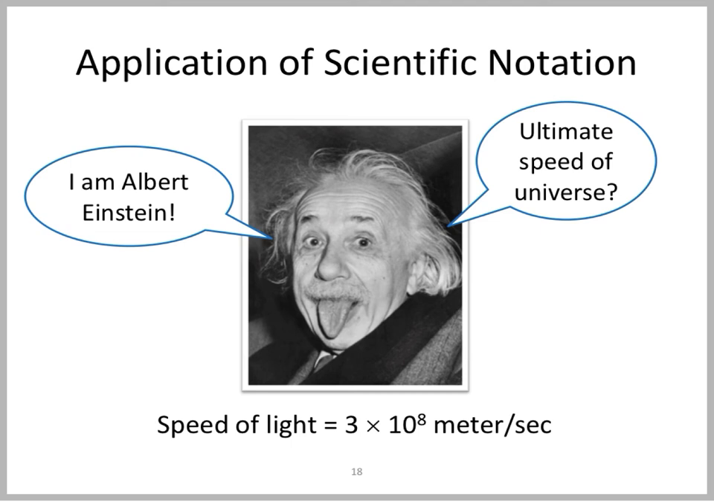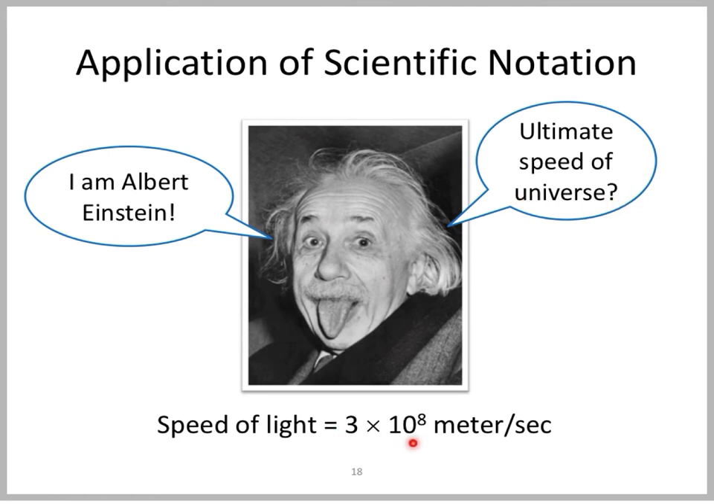And okay, now we can look at some application of scientific notation. Did you recognize this guy? This is a very famous scientist. You all know that he is Albert Einstein. And he found that the speed of light is 3 × 10⁸ meters per second. And it is the ultimate speed of the universe in his time.